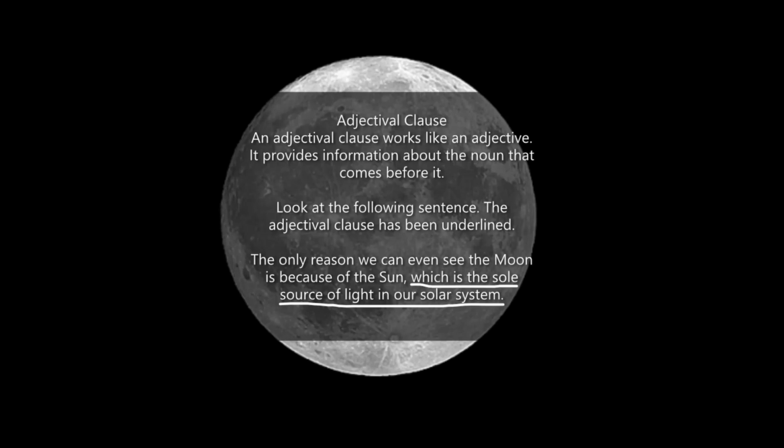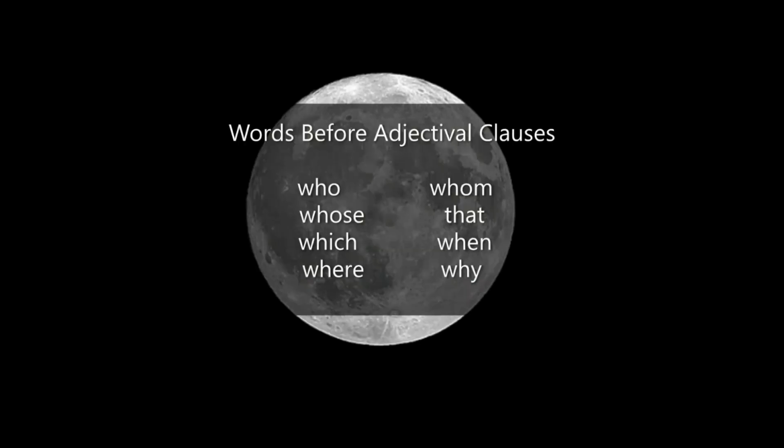Actually, before we do that, I want to go over some words that we use before we continue on here. So these are the words that you can use before an adjectival clause, and they are who, whom, whose, that, which, when, where, and why. So these are words that you can use before an adjectival clause. Okay, and now let's look at another example here.